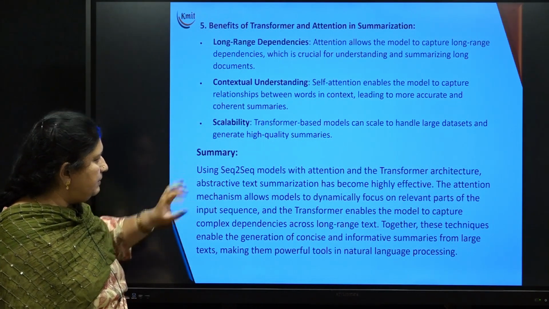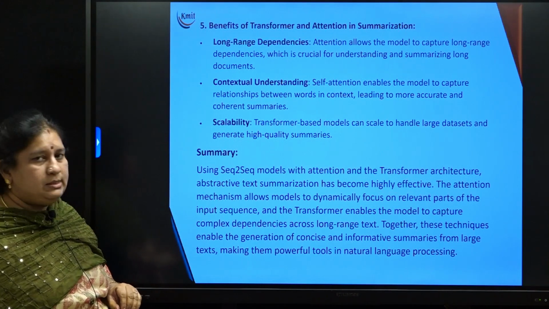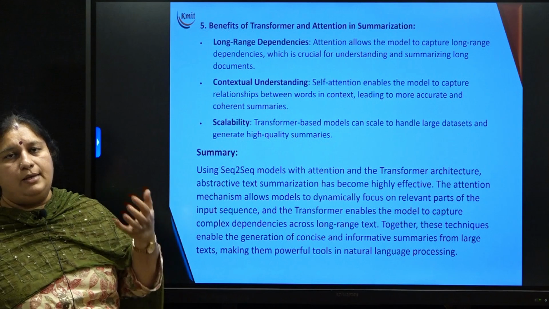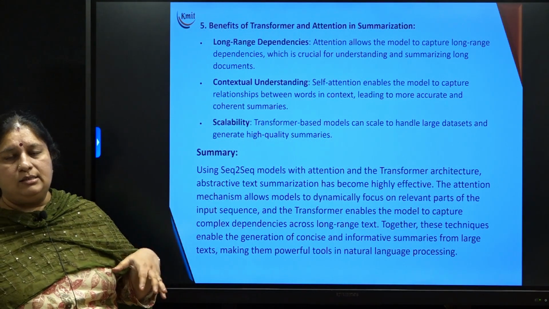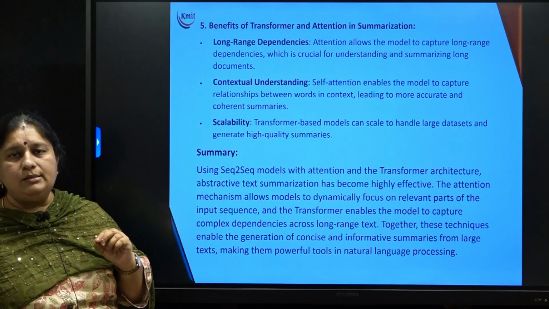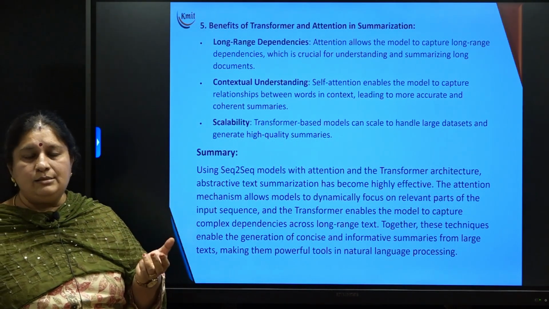So, what is the summary of sequence to sequence models? They are using the attention and transformer architecture. They are trying to understand the context. They are trying to give weights to various tokens of the input text in order to identify their importance in generating the summary.